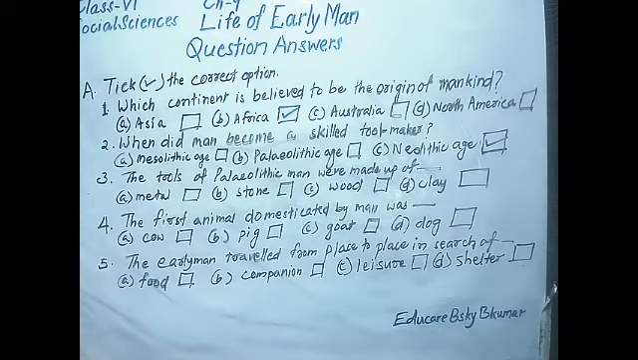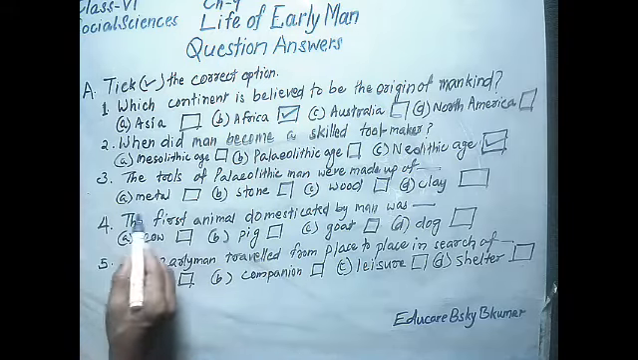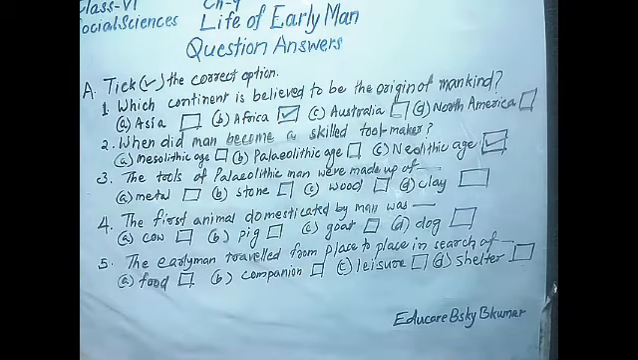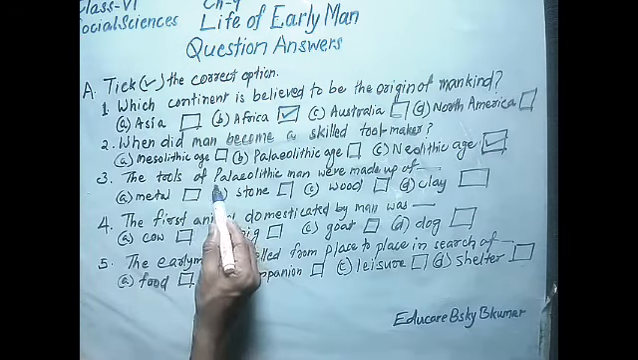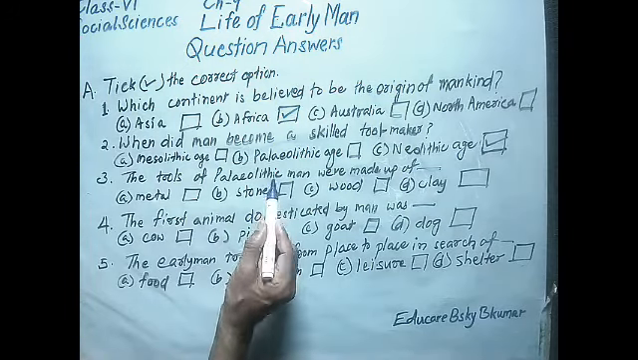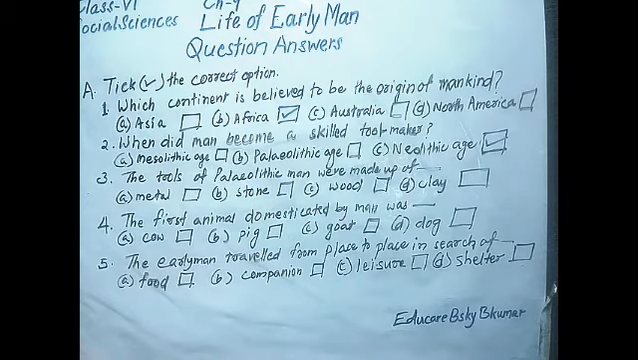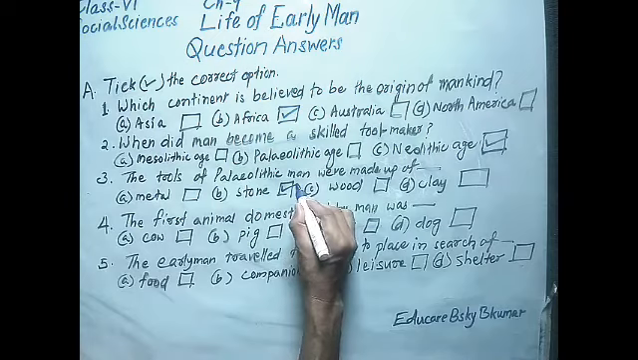Then 3. The tools of Paleolithic men were made up of A. metal, B. stone, C. wood, D. clay. Literally, paleo means old, and lithic means stone. So it indicates that the Paleolithic man, this is the old stone age, so they must have been using stone. So the right answer is stone. Stone is the correct answer.